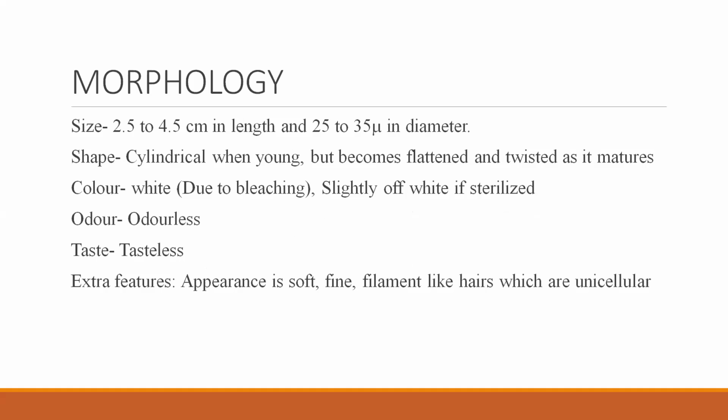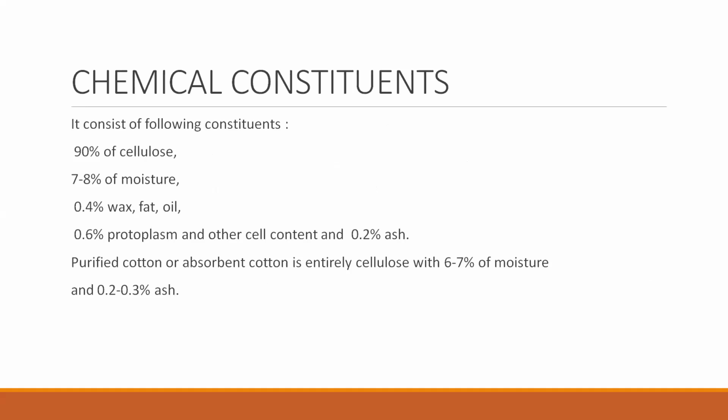Now coming to the morphology. The size of the cotton fiber is 2.5 to 4.5 centimeter in length, and 25 to 35 micrometer in diameter. The shape is cylindrical when young, but becomes flattened and twisted as it matures. Color is white due to the bleaching, otherwise it is off-white. Odor is odorless. Taste is tasteless. Extra features: appearance is soft, fine, filament-like hair, which are unicellular in nature.